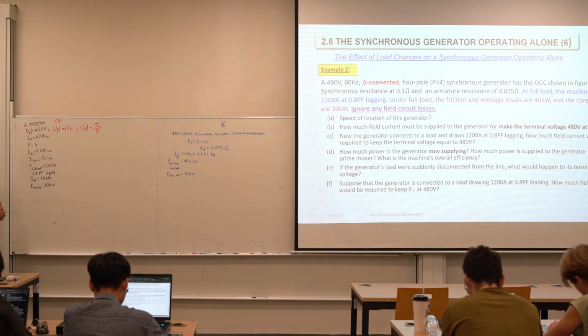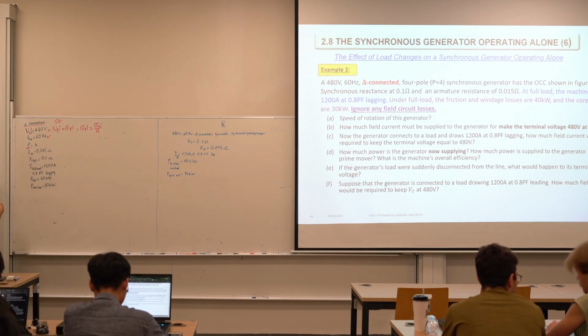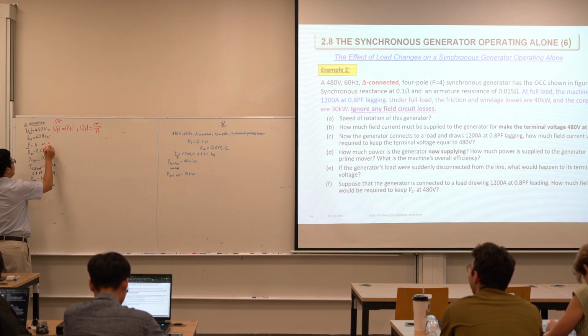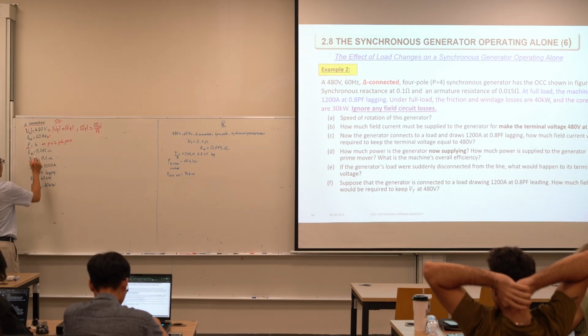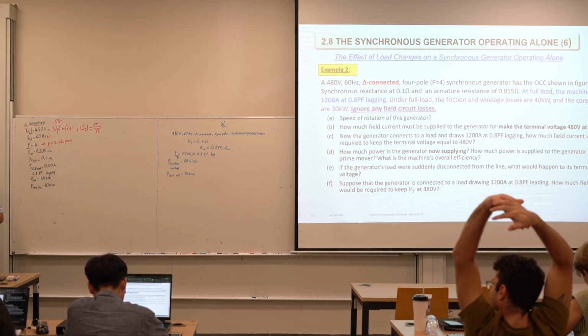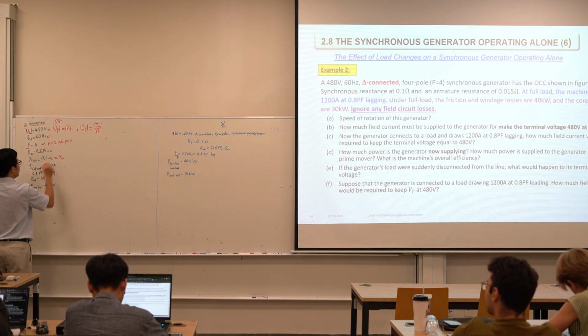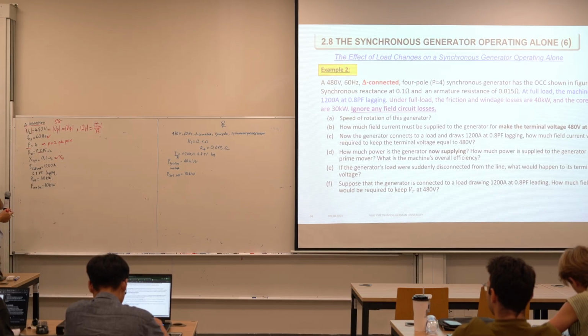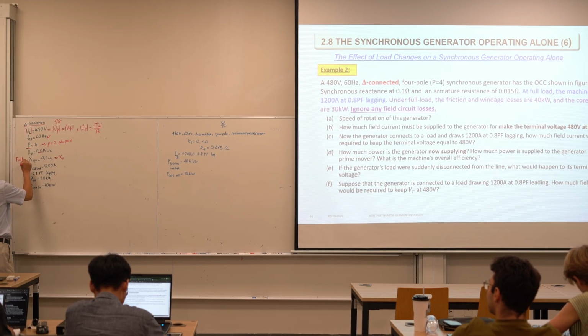We have stated the electrical frequency is 60 Hz. The armature resistance RA is 0.015 ohm. We can say the synchronous reactance XS is 0.1 ohm. And we have full load condition, full load conditions.